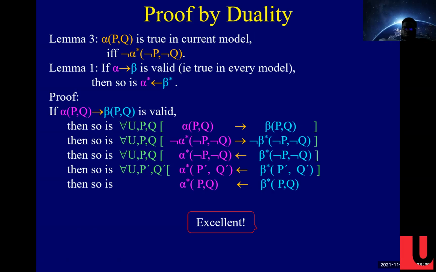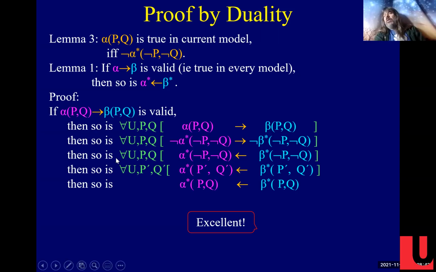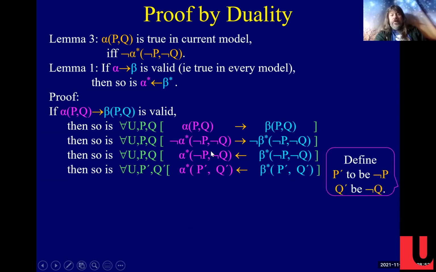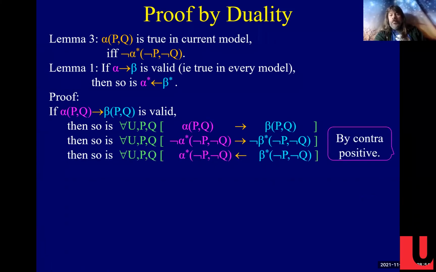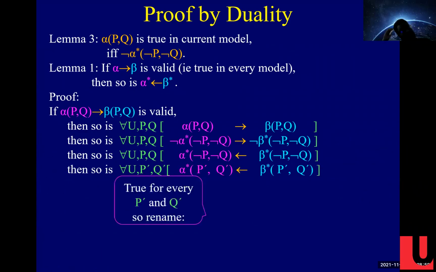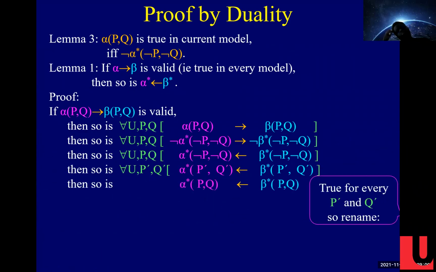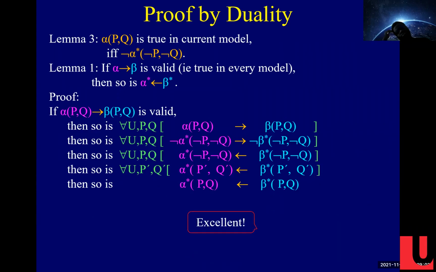Sir, from 2 to 3, is it contrapositive? What were you saying? From 2 to 3, is it contrapositive? Yeah, I mean, how did we get from here to here? We just did contrapositive, right? Here, contrapositive. Thank you. Right, does that make sense? So now you know everything about duality that I know.